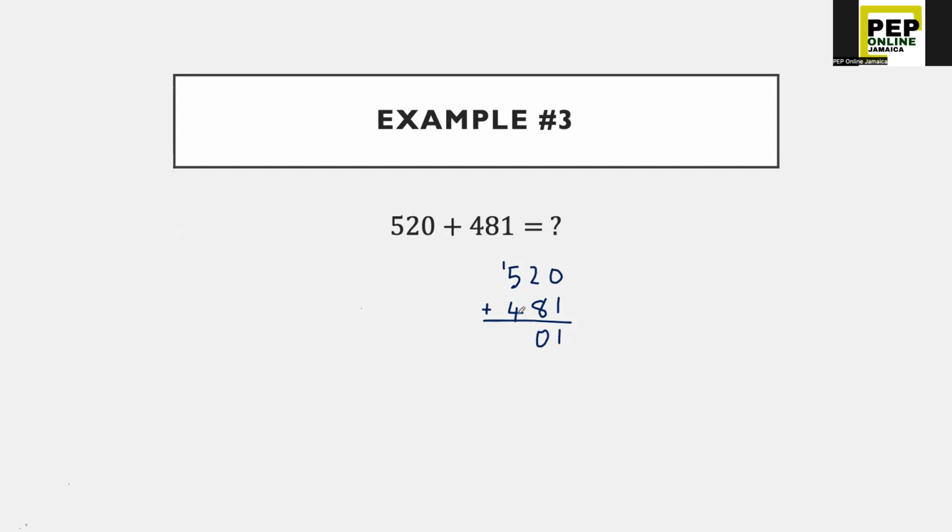Now we continue. 4 and 5 will give us 9 plus the 1, which is going to be a 10 in the thousands position, and we put the 0 right here. So when we add 520 plus 481, we end up with 1001.